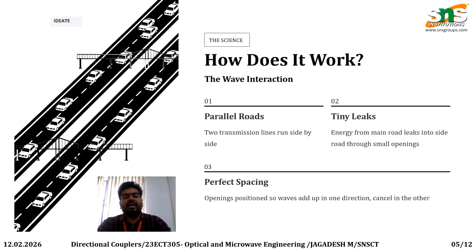When it comes to the ideate part, just look at the real-time scenario. There is a parallel road. Two transmission lines run side by side. Tiny leaks: energy from the main road leaks into the side road through a small opening. The opening is positioned so the waves add up in one direction and cancel in another direction. So this is how the directional coupler works in microwave passive devices.